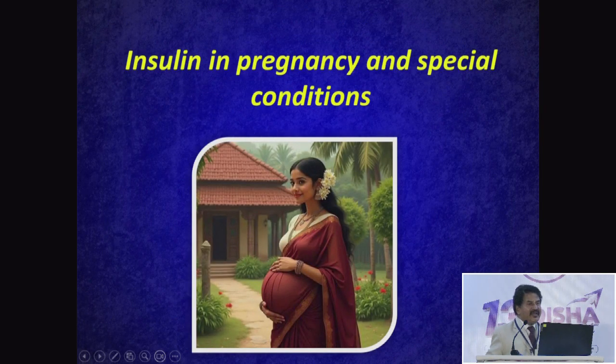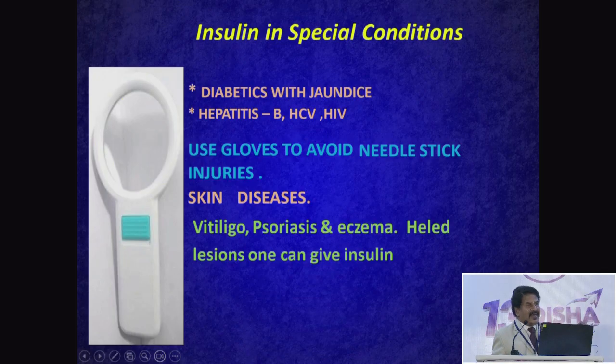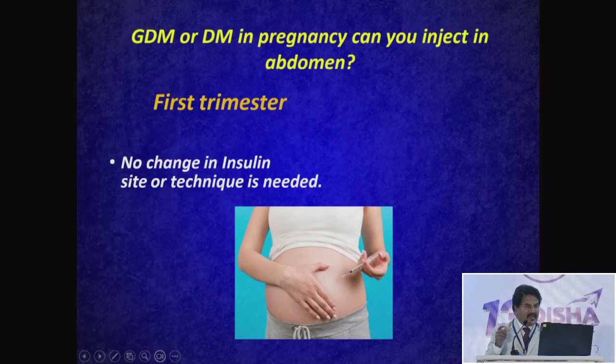And one common thing is type 1 diabetes, type 2 diabetes, pregnancy, GDM requiring insulin. So insulin in pregnancy and special conditions. So special conditions, diabetic people with jaundice, hepatitis B, HCV, HIV. Here you have to use gloves to avoid needle stick injuries. Whereas skin diseases like vitiligo, psoriasis and eczema, healed lesions, one can give insulin.